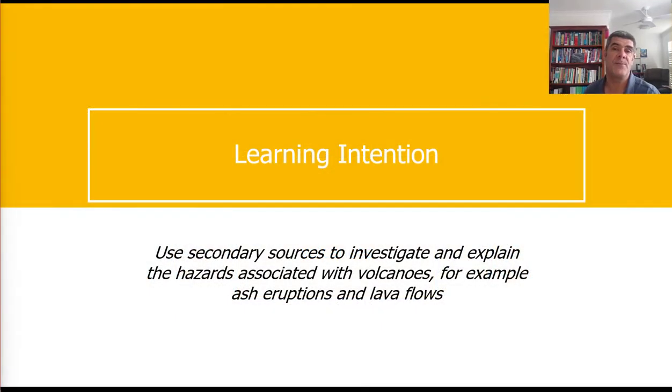The learning intention for this particular video, and also the subsequent activities that we'll look at in class, are around using secondary sources to investigate and explain the hazards associated with volcanoes. We're going to look at a couple of different sorts of hazards that may be associated with volcanic activity. In this particular video, we're going to concentrate on ash eruptions and lava flows.